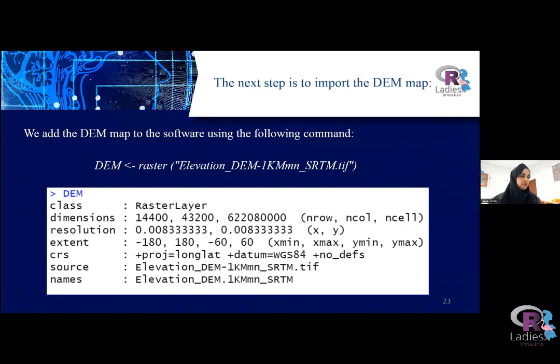The next step is to import the DEM map. We add the DEM map to the software using the following commands. This output gives us this information: class, dimension, extent, CRS.